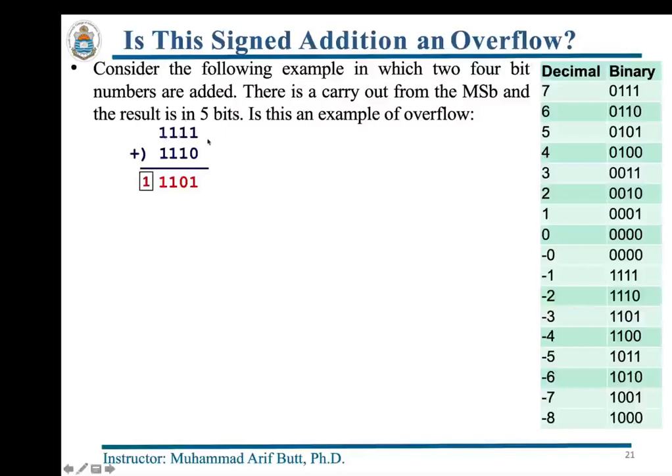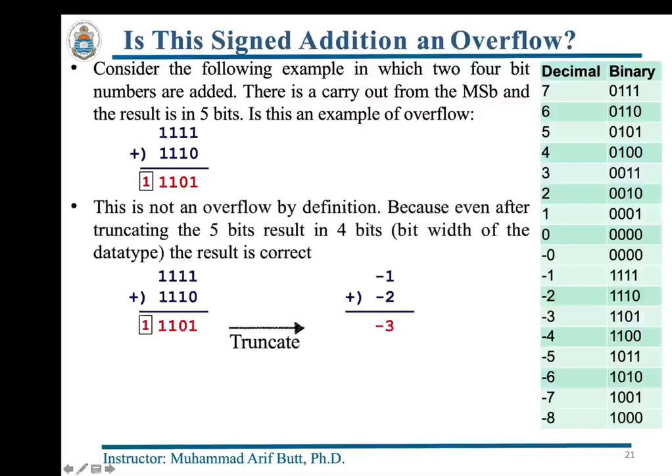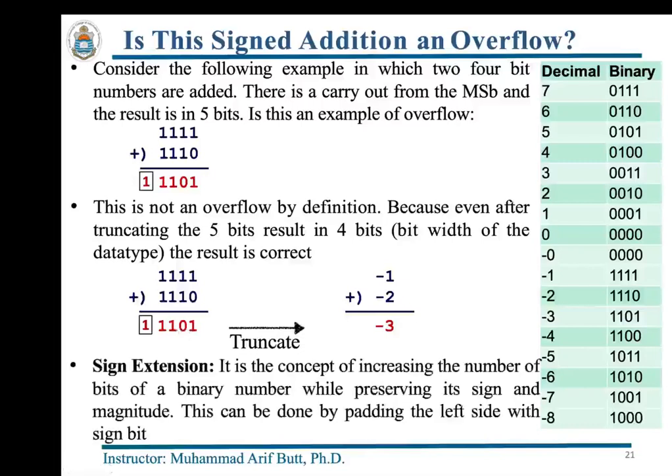So all ones means -1, and this 1110 means -2. -1 and -2, we add them, we get -3. And you see, -3 is 1101, and this is 1101. So this is not an overflow, because even after truncating this fifth bit, that is the carry out, and getting the result in 4 bits, the result is correct. So the $100 question is, when adding two signed numbers, how to detect that an overflow has occurred?